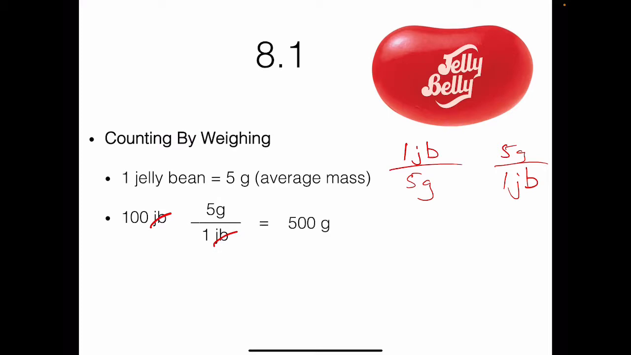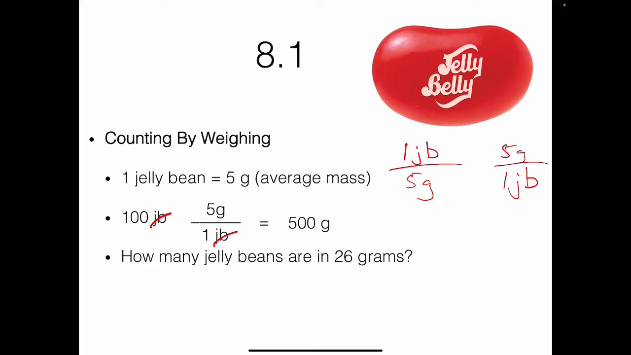And what we can do here now is multiply across the top. So we have 100 times 5. We can divide by what's on the bottom, but that's just a 1. So we can ignore any 1s when we're plugging numbers in for conversion factors. So 100 times 5 is 500 grams, which makes sense in terms of our problem. Because if each jelly bean weighs 5 grams and I want 100, it makes sense that we have to multiply that value by 100 to be able to determine the mass of 100 jelly beans.